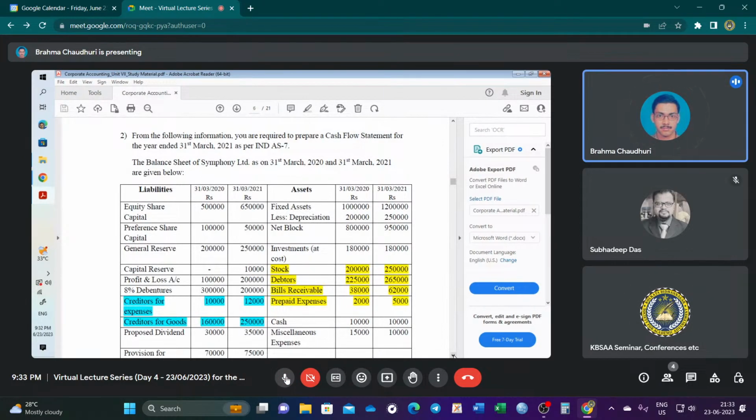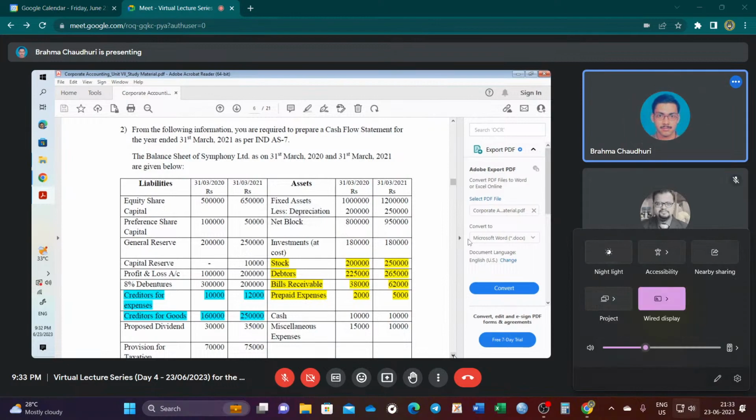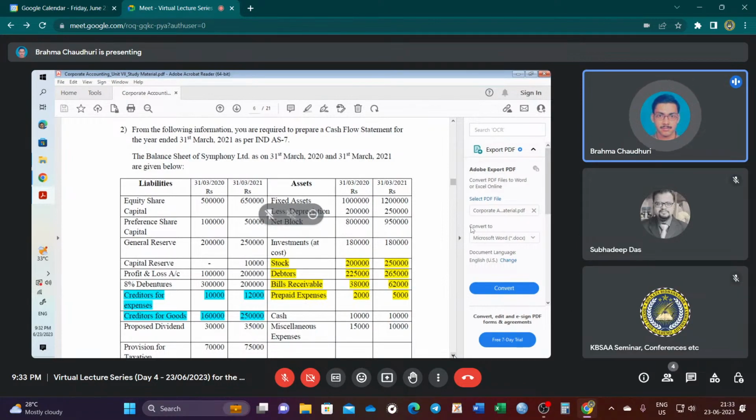Okay, then I will solve this sum, and I will also explain a few fine points, certain important points regarding this cash flow statement. So first of all, we will just study this particular problem. This is a problem which we will solve under the indirect method.